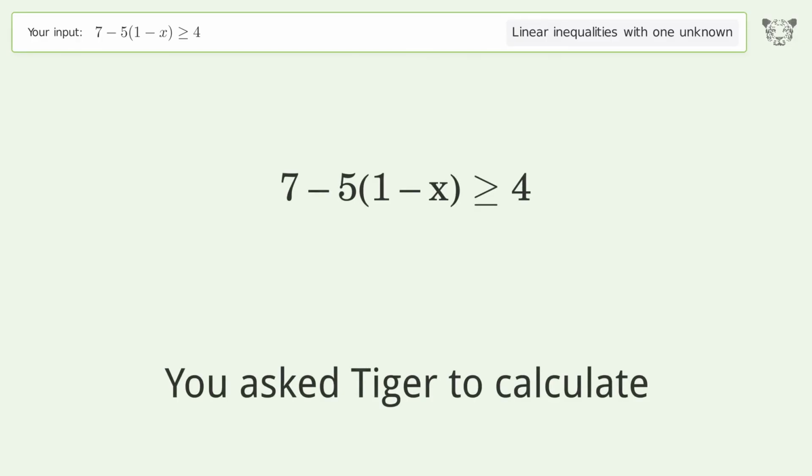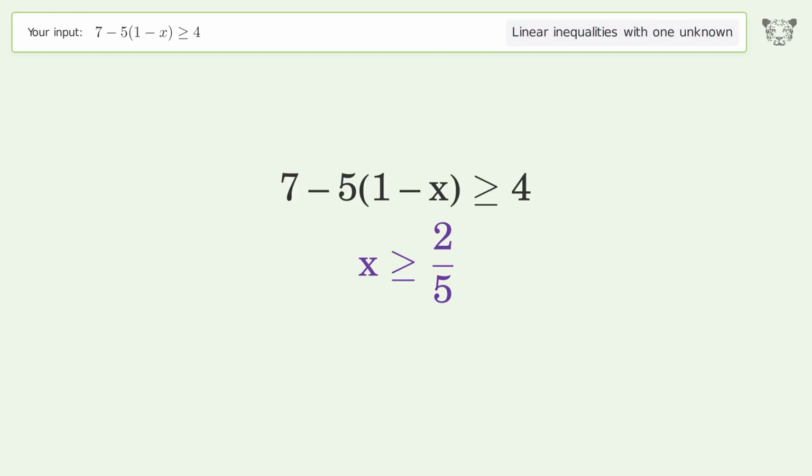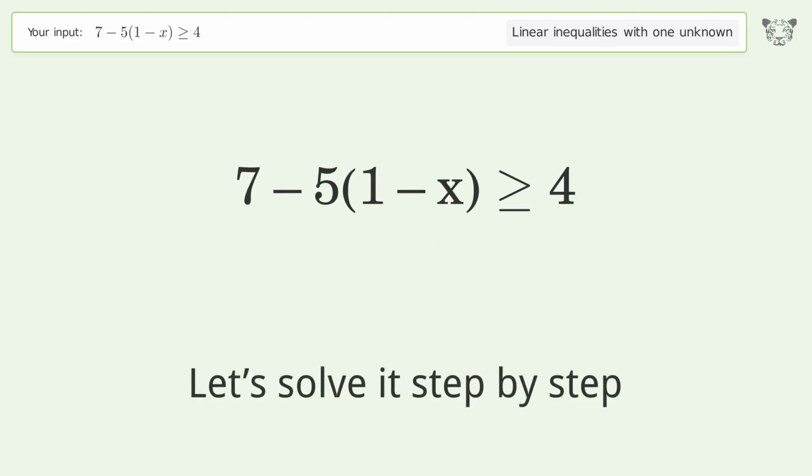You ask Tiger to calculate. This deals with linear inequalities with one unknown. The final result is x equal or greater than 2 over 5. Let's solve it step by step.